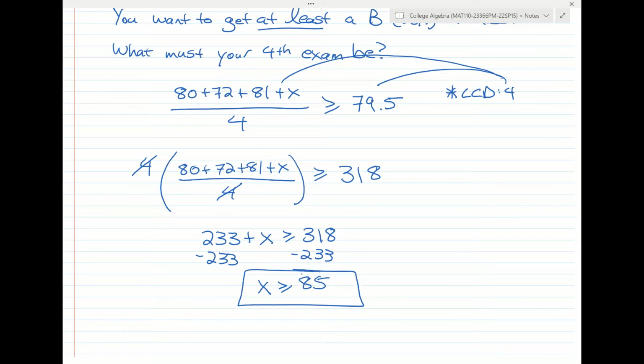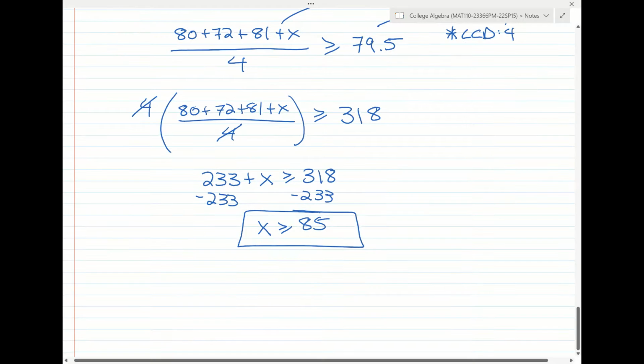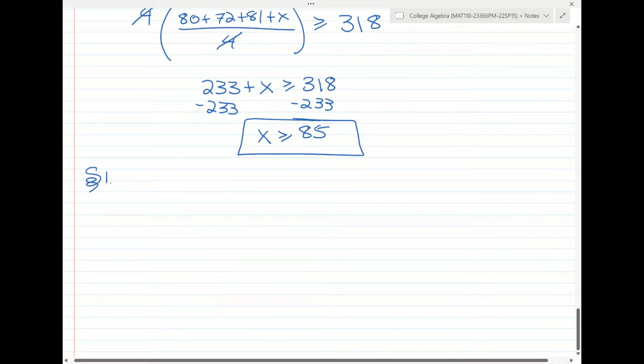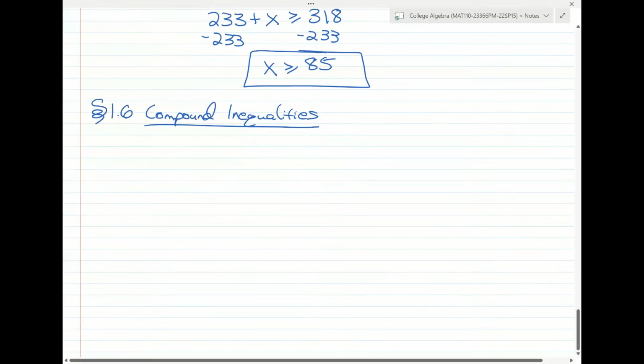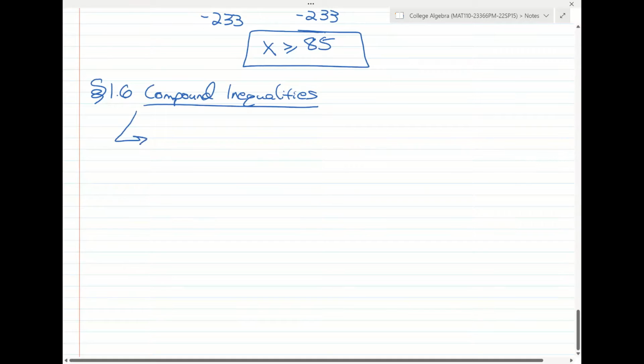Let's move on to section 1.6, where we're going to focus a little more on complex inequalities. Compound inequalities we discussed a little bit before. It's a combination of two inequalities.